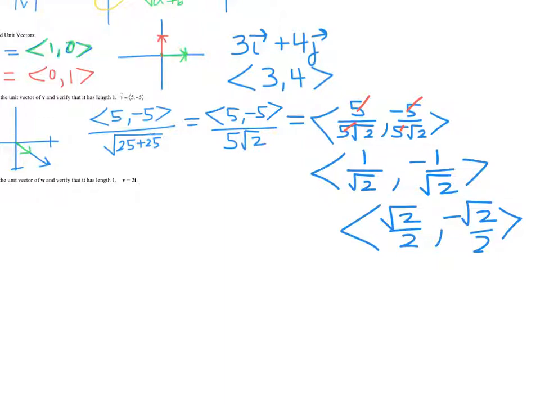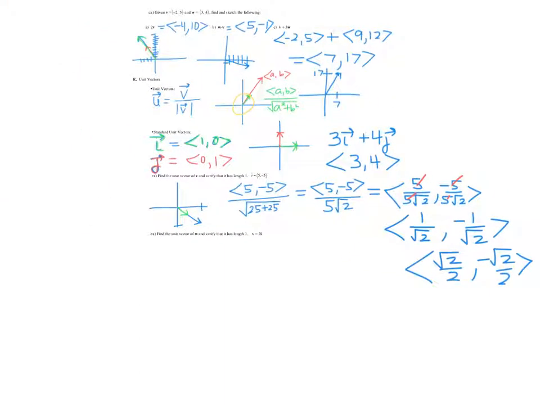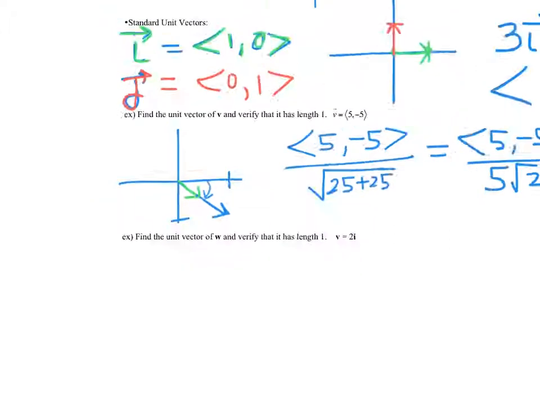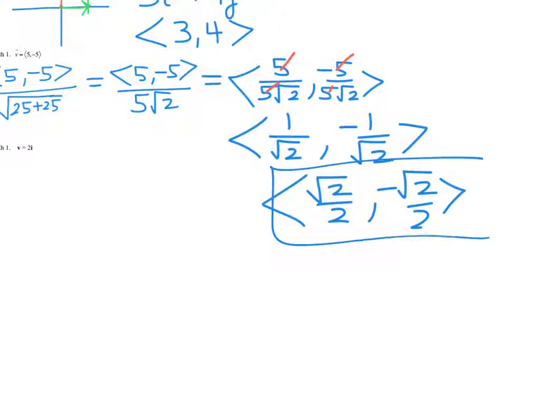Do you kind of see that now? Because what is that angle right here? This right here is a 45-degree angle. And if I'm on the unit circle and that's pi over 4, look at it. There it is, my vector, rad 2 over 2, negative rad 2 over 2.